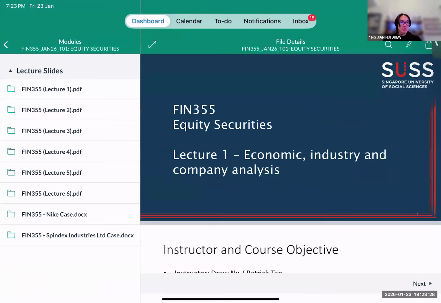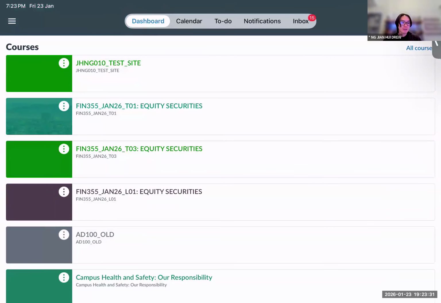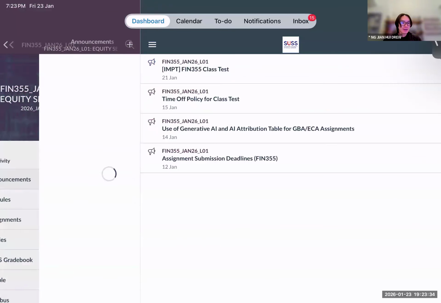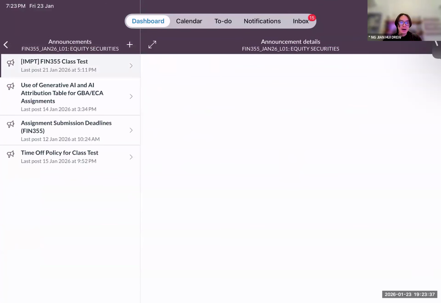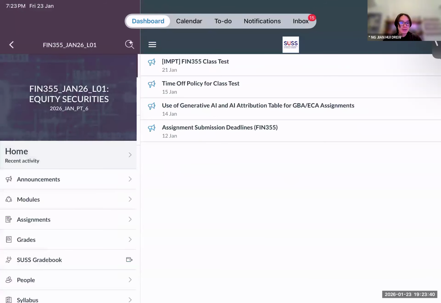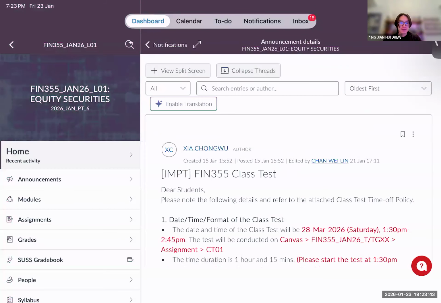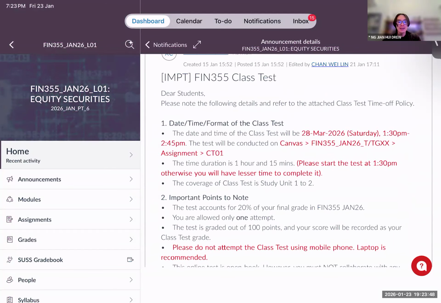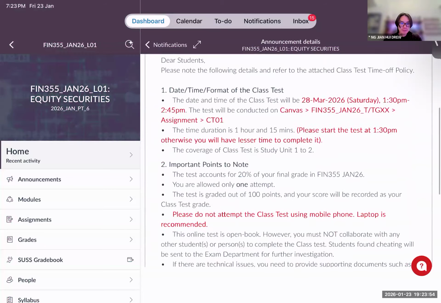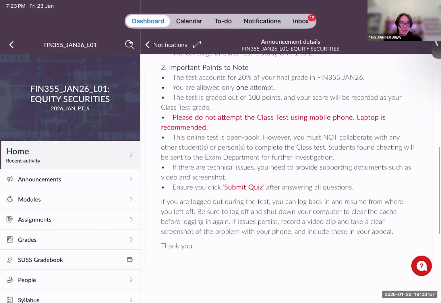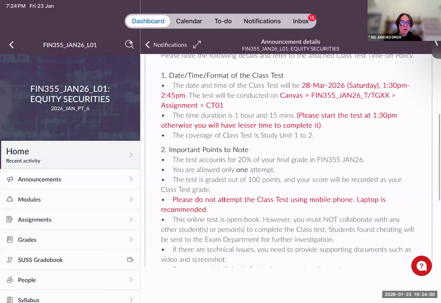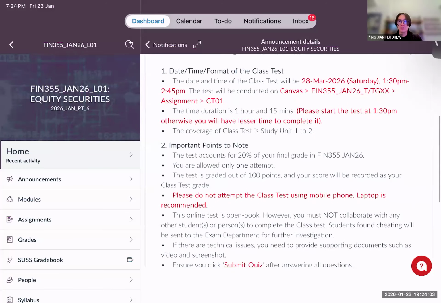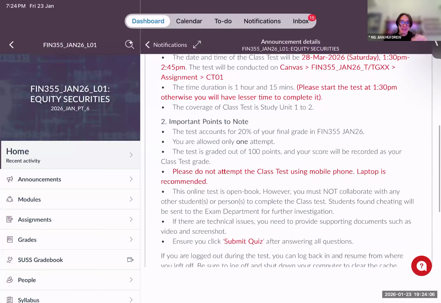Let me just quickly go into the announcement. There was an announcement made on the lecture site. I encourage you to have a look at this. There's quite a bit of information here. The class test, so which period would this be? It's on a Saturday, 28th of March, from this period to this period. Have a look through this. There's no room allocated, so you can do it at home. You need not be doing it in school. But there's some comment that you should not do it on your mobile phone. Try to use a laptop.